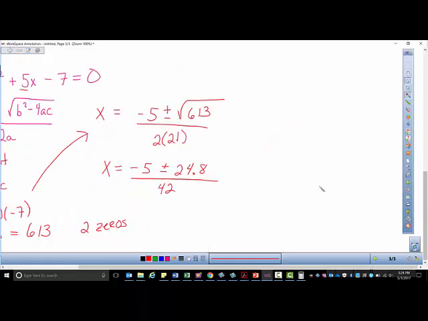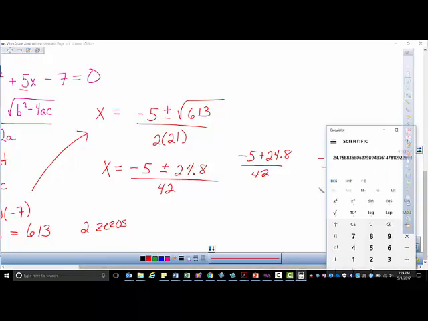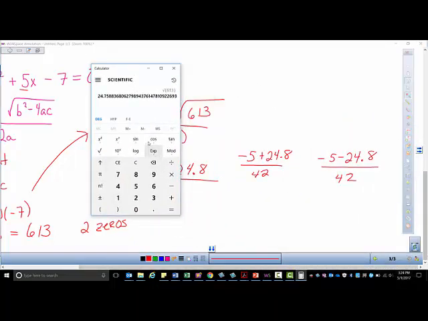All right, so my next step is actually to find my two answers. So I have -5 plus 24.8 divided by 42, and then I also have -5 minus 24.8 divided by 42. So I'll get out my calculator. I'll move it over so you can see.